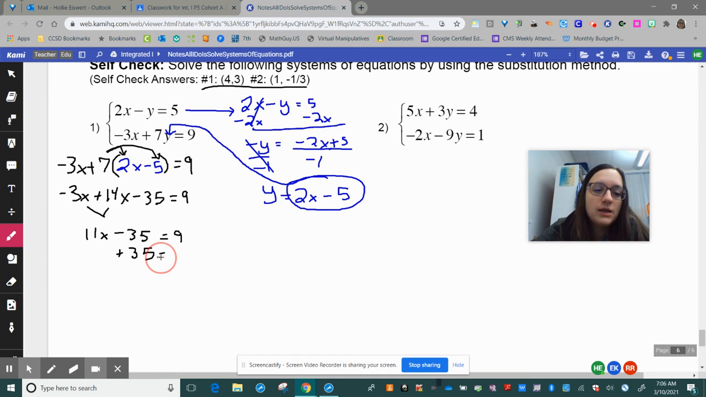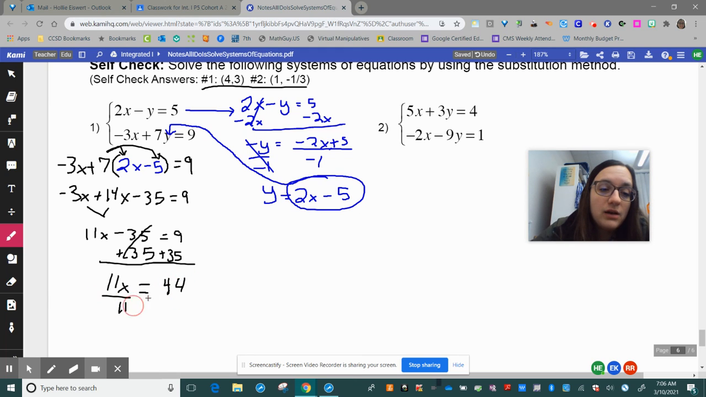Some of you were ready to move and groove, and you're like, well, can't I combine like terms and get rid of the 35 at the same time? Well, yeah, they don't affect each other, so you could. We're going to have 11x is equal to, what is that, 44? When we divide both sides by 11, we get x equals 4. Oh, look, and it said our x coordinate is 4. All right, so we have found our x coordinate.